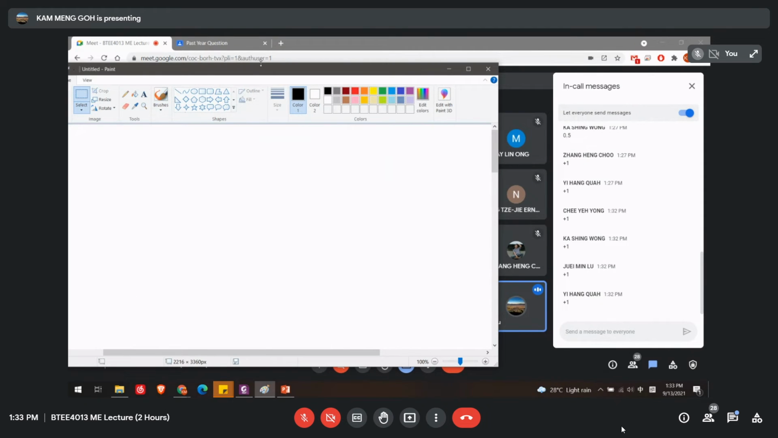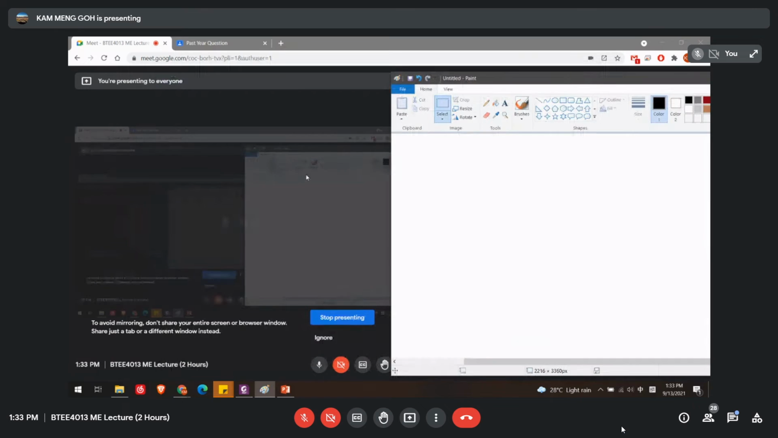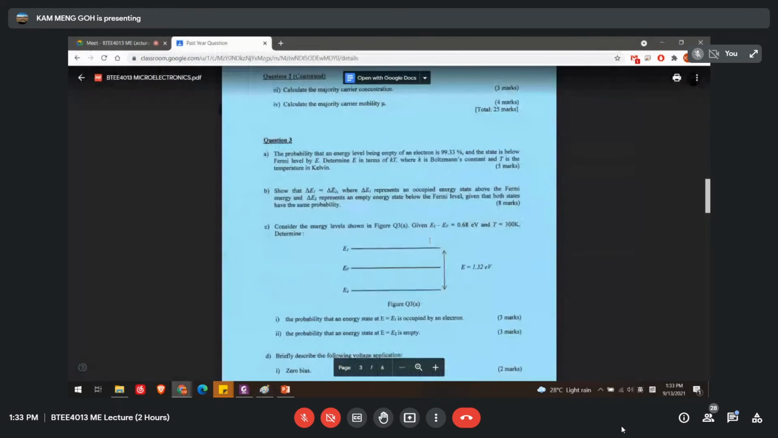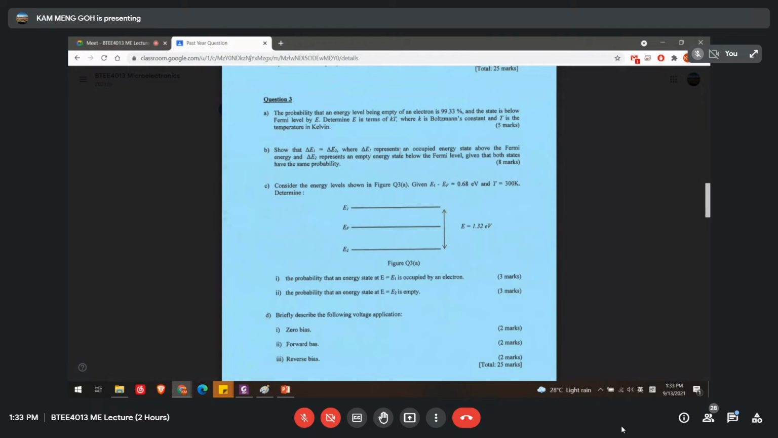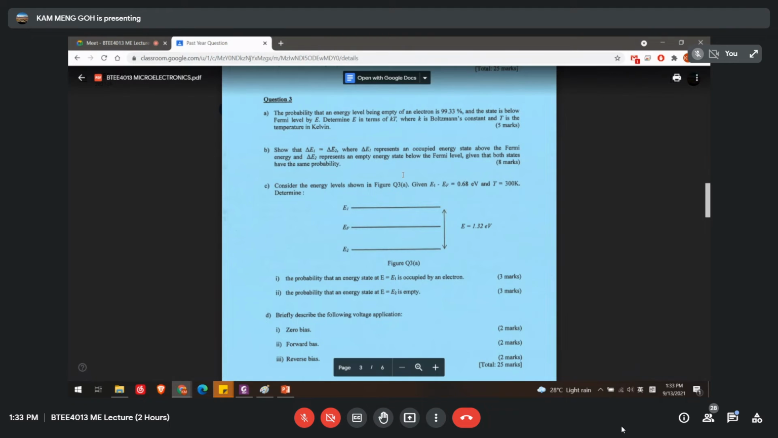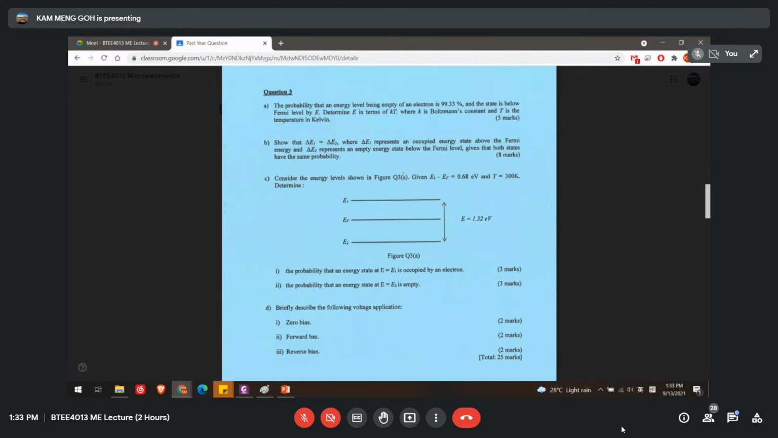So the next question will need a little bit of derivation if I'm not mistaken. So let's see. E1 equals E2, where E1 represents the occupied energy state above the Fermi energy level, and both are having the same probability. Okay, how are you going to do this?